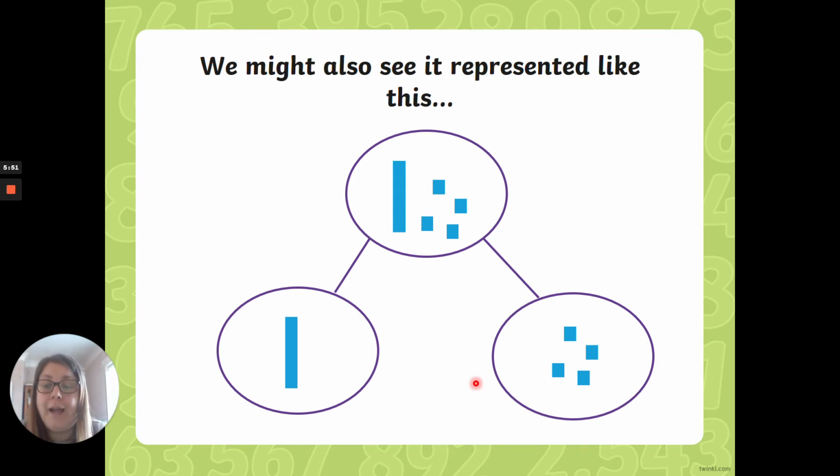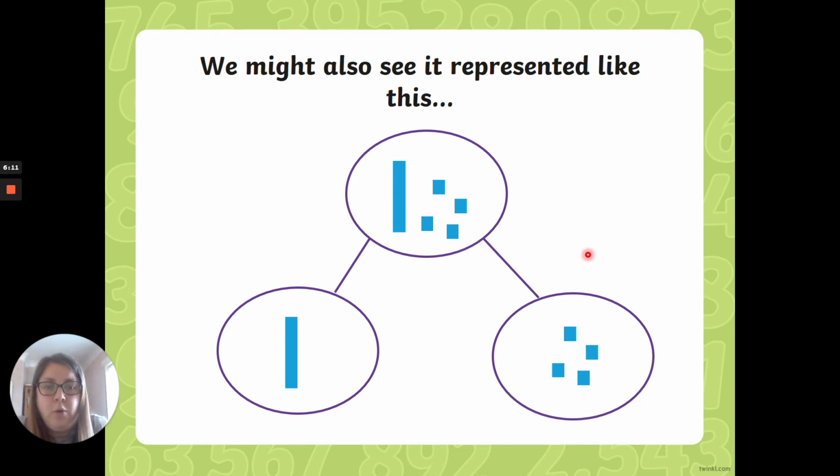Okay. So then we can also see it represented on our part whole model, but drawing 10s and 1s. So just drawing a line for a 10 and either some dots or little circles or squares to represent your 1s. So my whole here is 14, exactly the same as we've written the number, but instead of writing 10, I've just drawn a 10 stick and I've drawn my 4 1s to match it, okay?